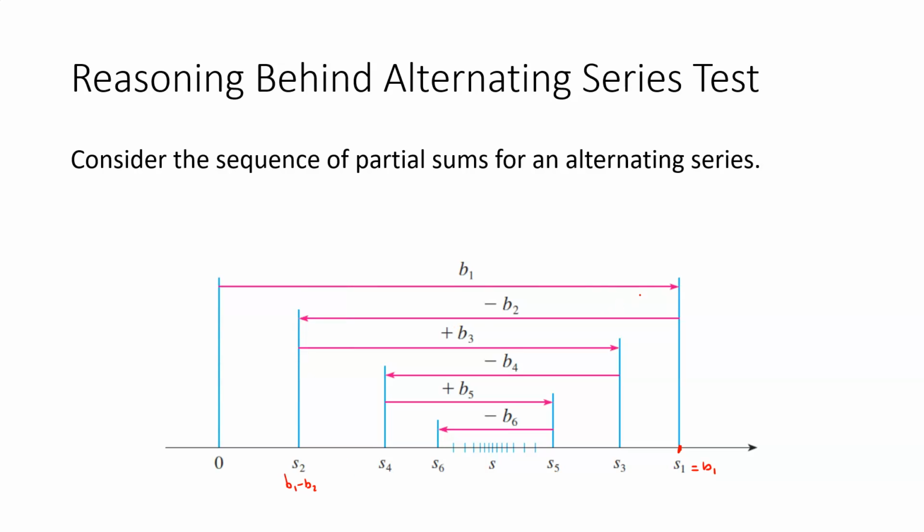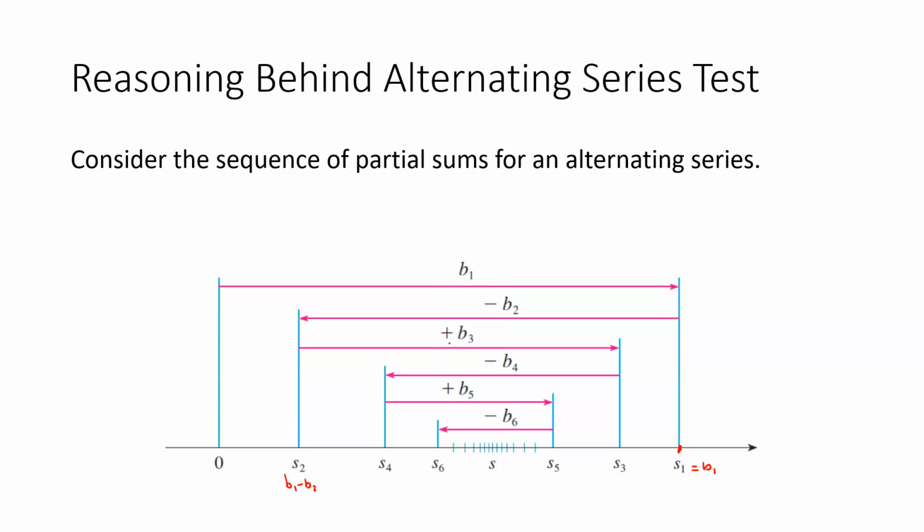Notice that b2 is smaller than b1, so it doesn't go all the way past 0. And then b3 is again smaller, so it's not going all the way past where b1 was. So S3 would be up here. And then minus b4, again it's smaller than b3, so it's not going as far as S2. Each subsequent term is getting smaller than the previous one, and they're alternating, so they're closing in on some value in between each of them.